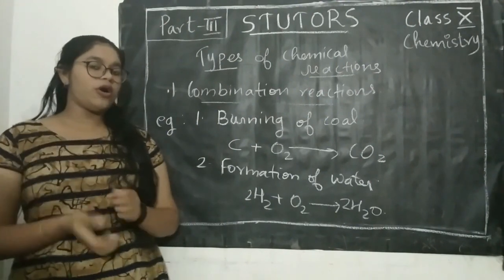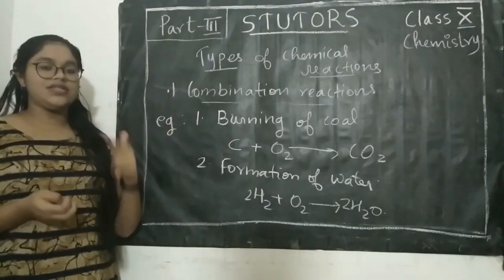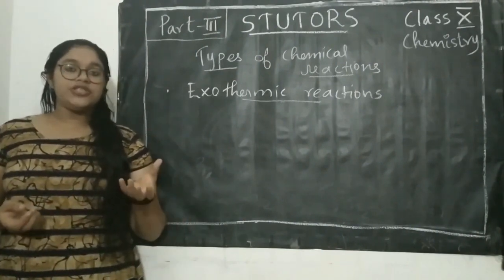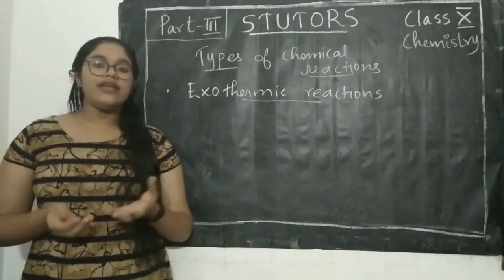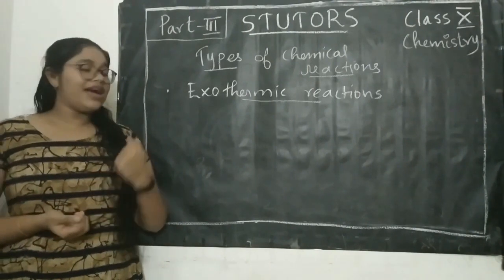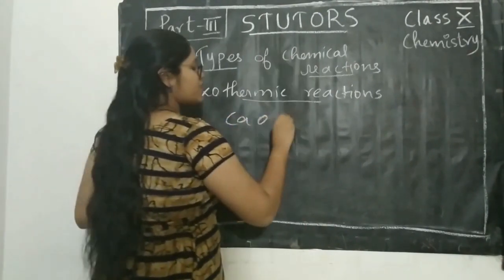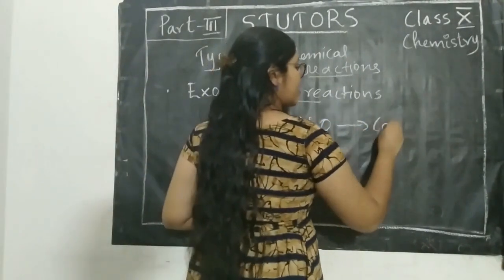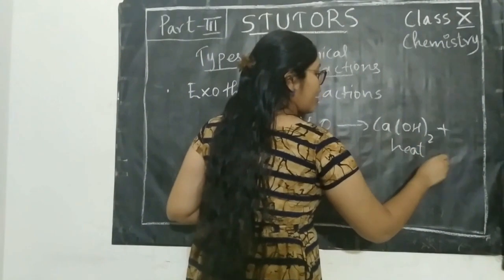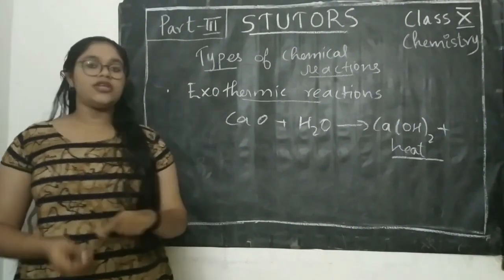Now, we have a small topic which is not a part of combination reaction, but comes under this. So, let's discuss that. Do you remember the last activity, the reaction between calcium oxide and water? I told you that the beaker turns hot after the reaction. Do you know why it is so? Actually, it is an example of exothermic reaction because when calcium oxide reacts with water, we get calcium hydroxide and also some amount of heat. And this is the reason why the beaker turns hot.